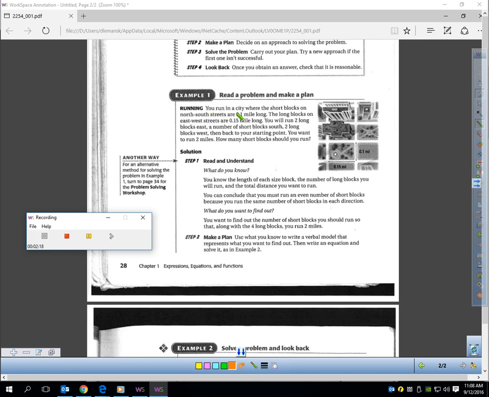You run in a city where the short blocks on the north-south streets are 1/10 of a mile long. The long blocks on the east-west streets are 1/1500ths of a mile long. You're going to run 2 long blocks east, a number of short blocks south, 2 long blocks west, and then back to your starting point. You want to run 2 miles. How many short blocks would you run?